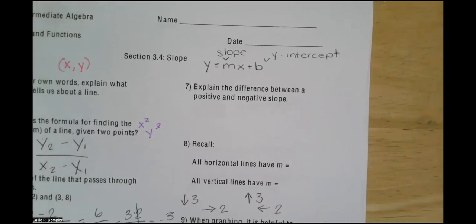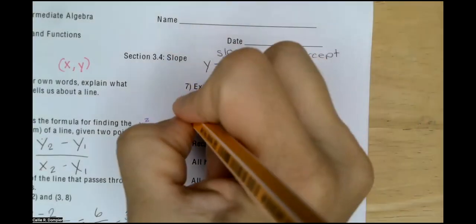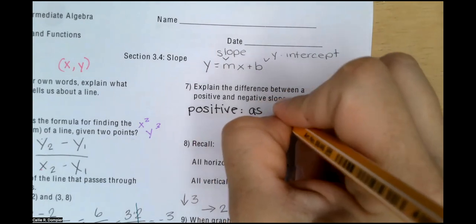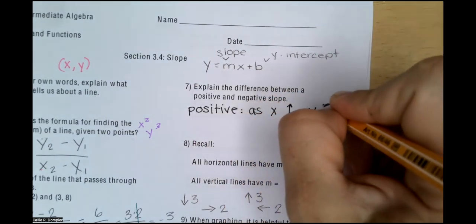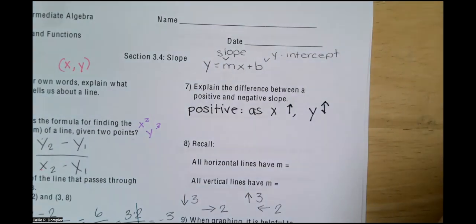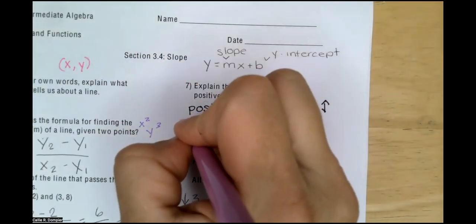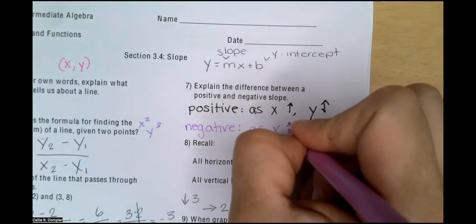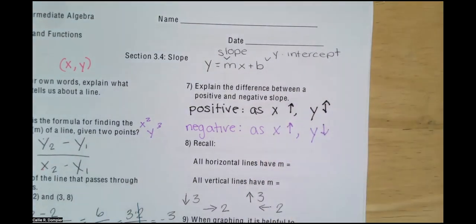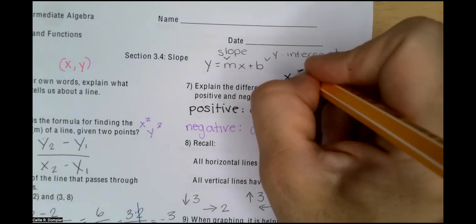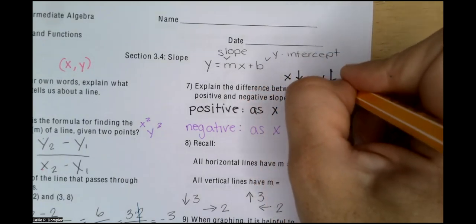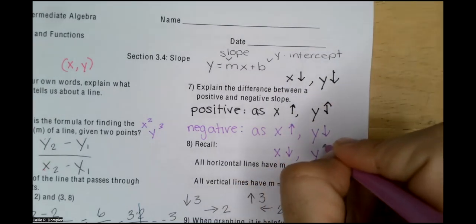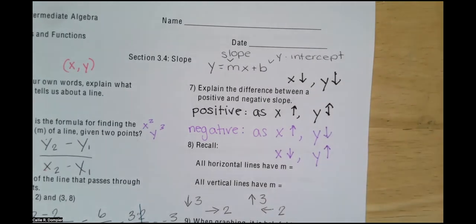What is the difference between a positive and a negative slope? A positive is as x increases, y also increases. Good. Negative is as x increases, y decreases. You can also say as x decreases, y decreases. And for this one, as x decreases, y increases. So the x and the y are going opposites.